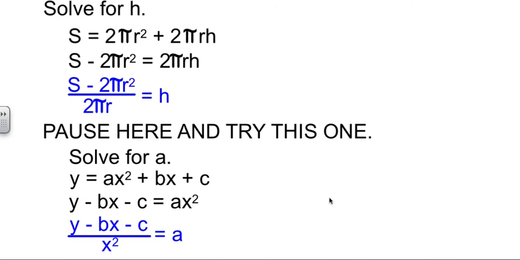So we learned a couple of more properties, and we converted between word expressions and algebraic expressions. And then we solved a few equations.